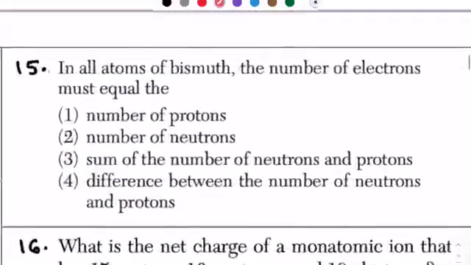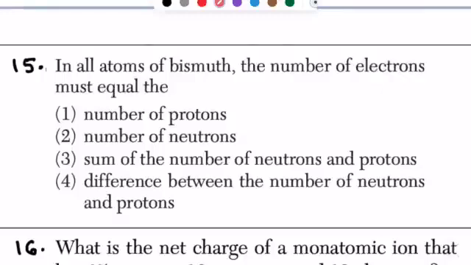For number 15, in all atoms of bismuth, the number of electrons must equal the number of protons, as we just said. Because this is saying an atom of bismuth, we are just going to assume that this is a neutral atom, because if it had a charge, the question would have said all ions of bismuth. So if it says atoms, it is safe to assume that this is a neutral atom.